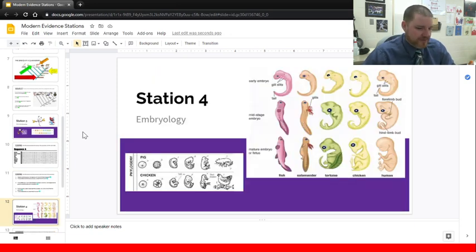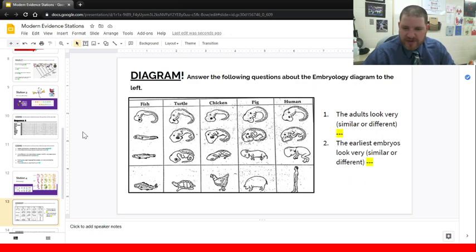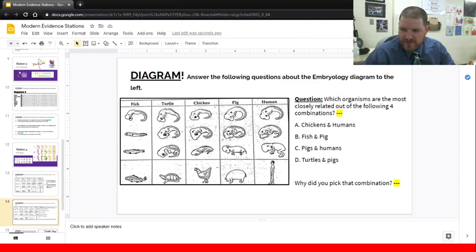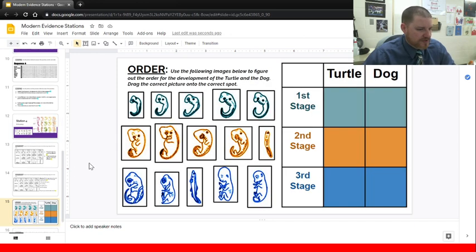And then we're on to station number 4, which is all about embryos. For station number 4, you've got a diagram with some questions to answer. Your answers are either similar or different. So I gave you kind of like 2 choices up here to choose from for these 2. For this one, it's kind of like a multiple choice. You got to pick A, B, C, or D, and then give me a reason why you picked that after reading what the question is.